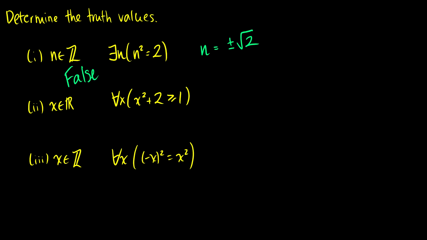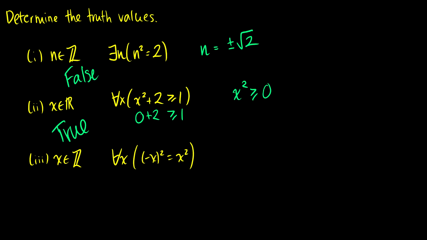Okay, second one. For x in the real numbers, for all x, x squared plus 2 is going to be greater or equal to 1. Well, we know that x squared is going to be greater or equal to 0, no matter what real number we put in. So we have that 0 plus 2 is going to be greater or equal to 1. And this is true for any x we put in. So this statement is going to be true. Okay, third one.